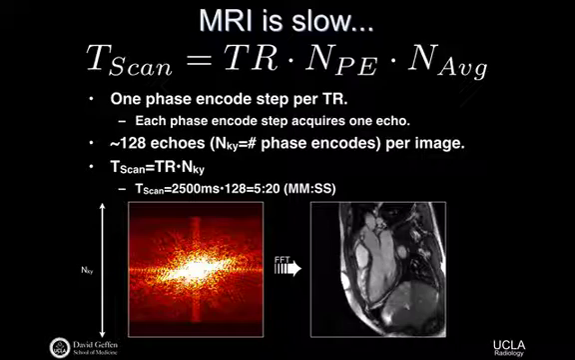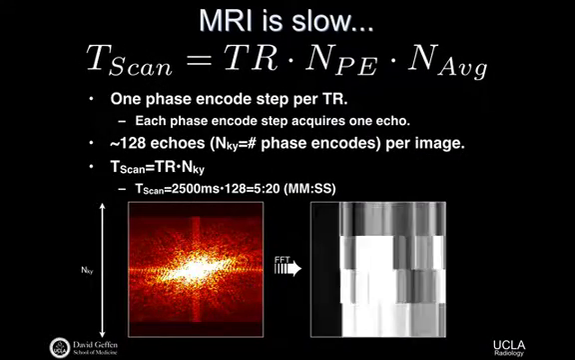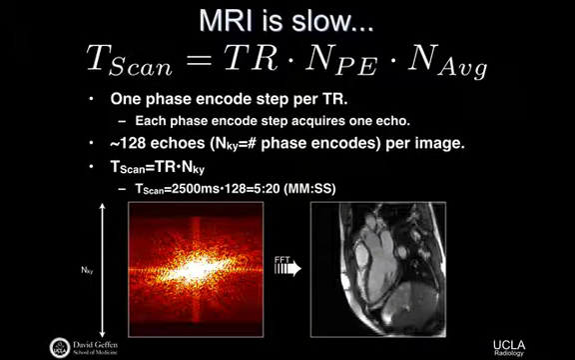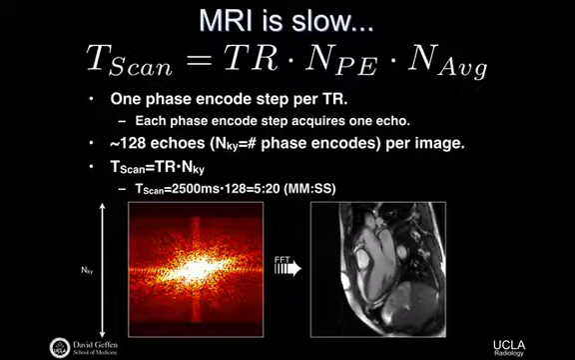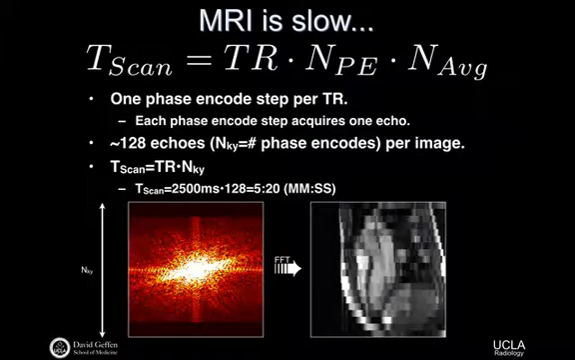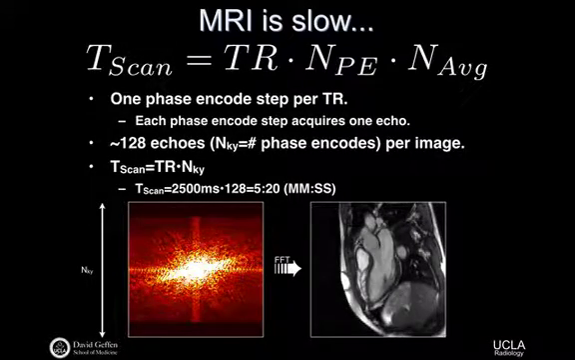So let's just think about this quickly. We said we get one phase encode step per TR. Each phase encode step will require, say, a single echo. We might need 128 echoes to build a decent image. And even at that, that's kind of low resolution if you compare it to something like CT, which might be a 256 or 512 element array for reconstructed images, or digital mammography or digital X-ray could be 1024.